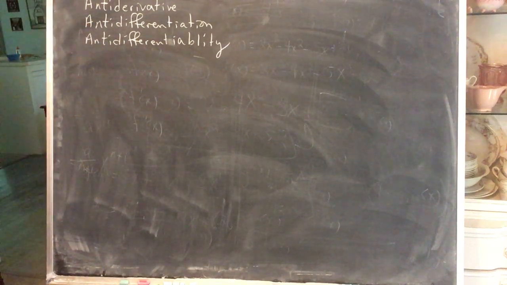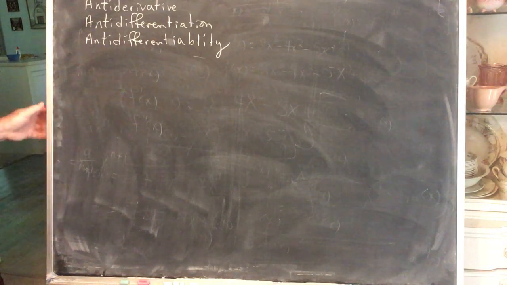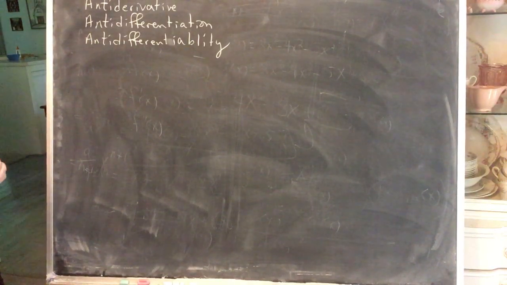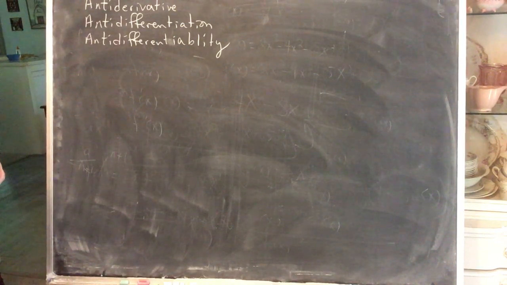I have up here on the board three really long words. One is the antiderivative. This is the process that we're going through here to compute an antiderivative, or this is what we're trying to achieve, the antiderivative. The process is called antidifferentiation.